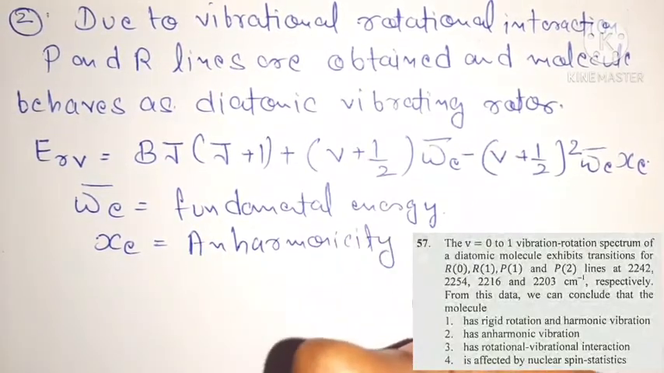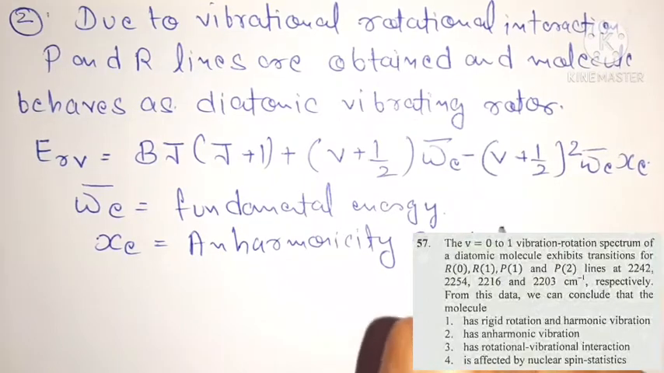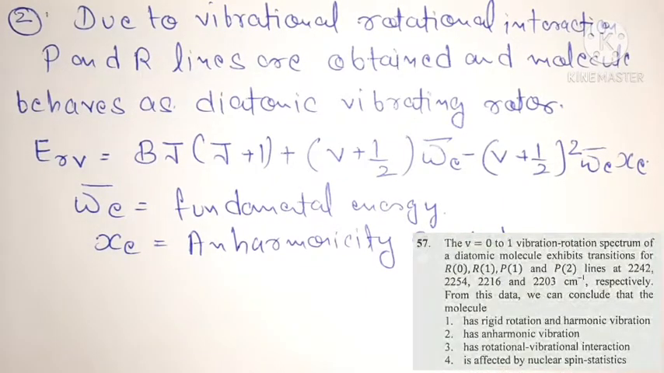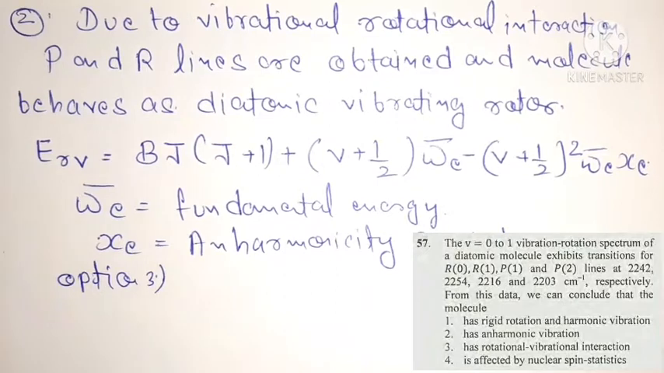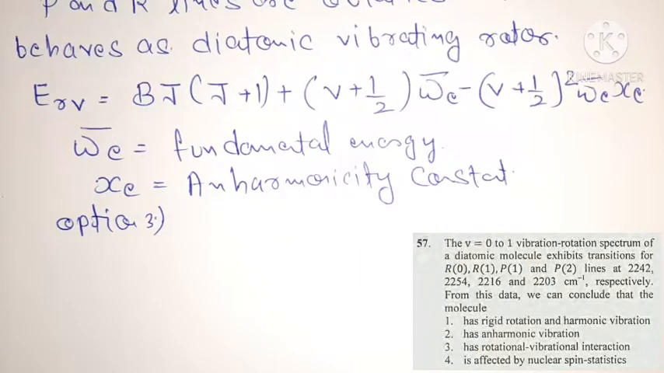Anharmonicity constant. So P and R lines are obtained due to rotational-vibrational interaction. That is your option number 3. See in the corner, friends. Option number 3 is the correct answer, that states that there is rotational-vibrational interaction.